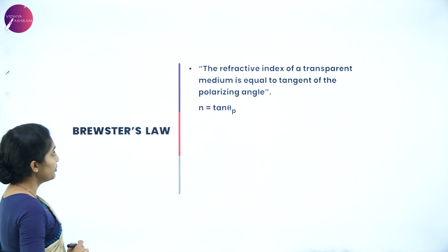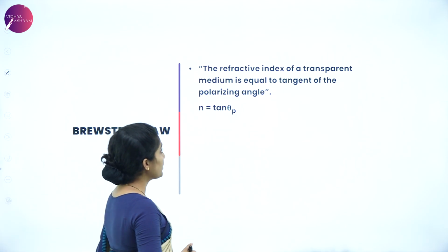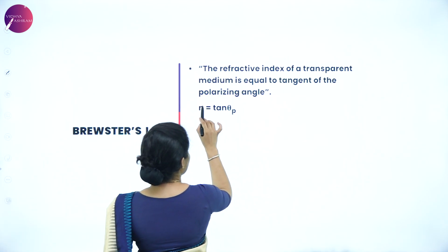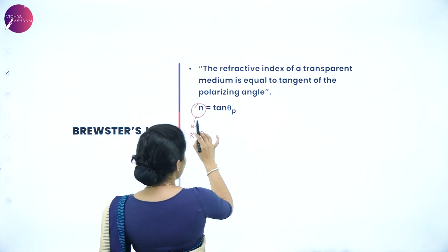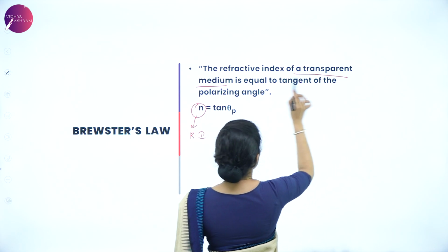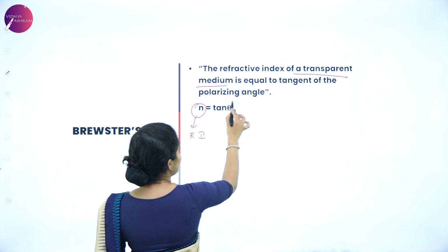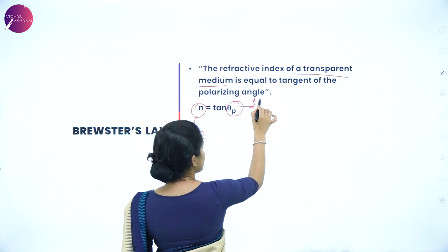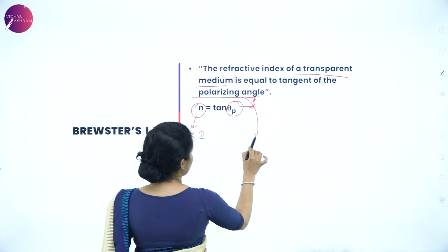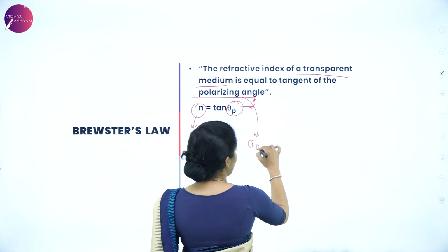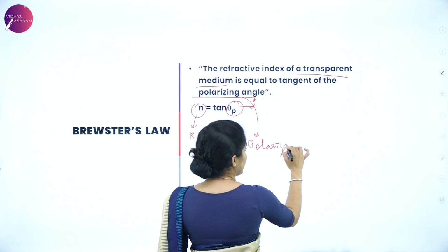Next we have Brewster's law. What is meant by Brewster's law? The refractive index n of a transparent medium is equal to the tangent of the polarizing angle. So what is this polarizing angle? From where does it come? It comes from the concept called polarization.